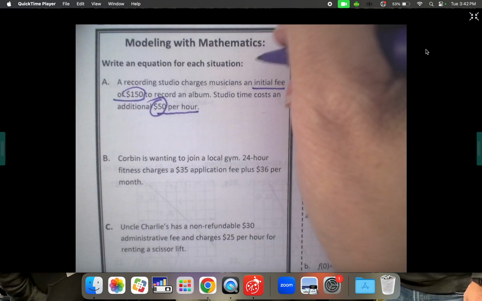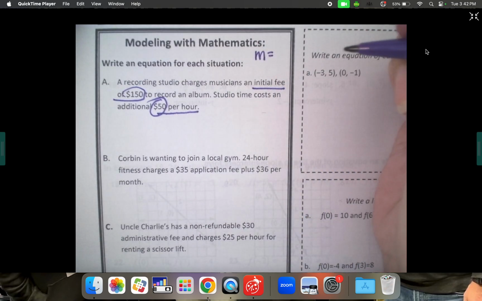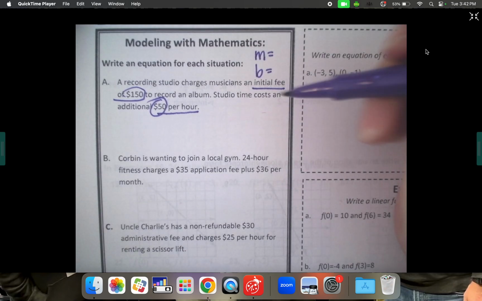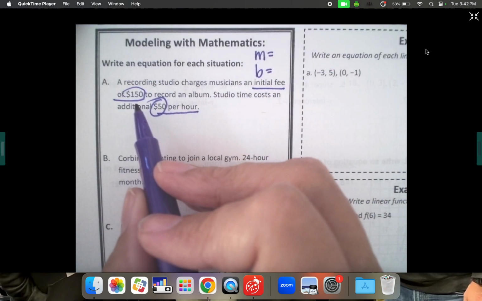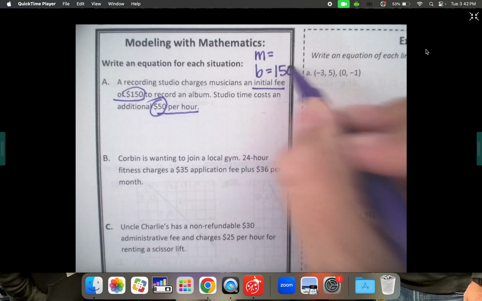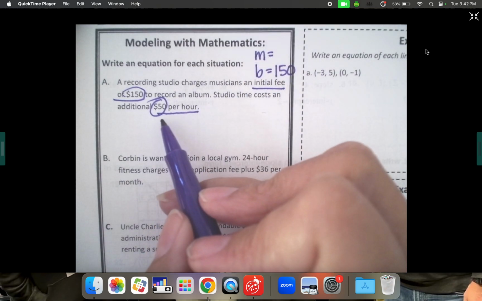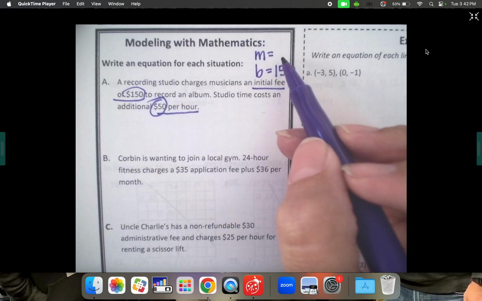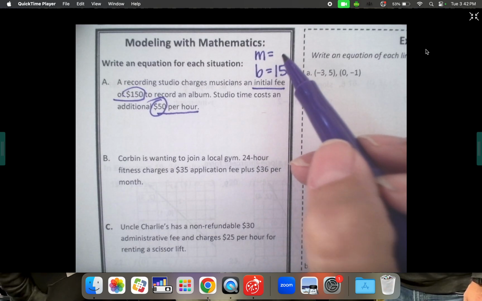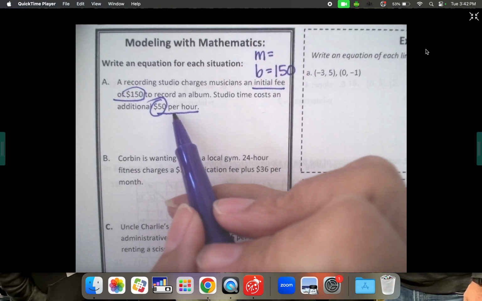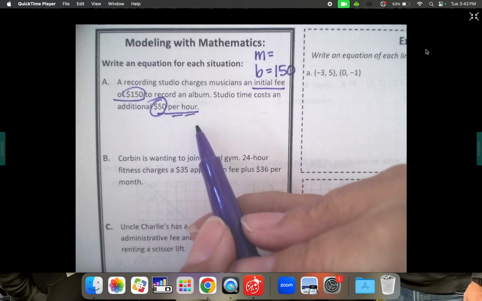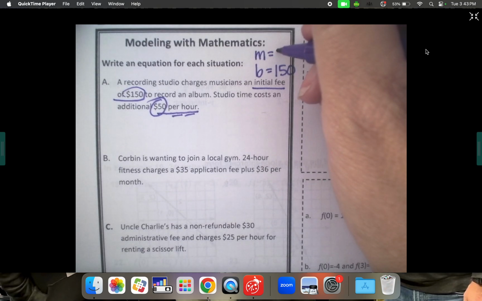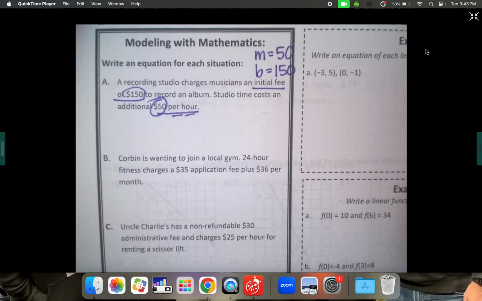So you need to figure out which one is your slope, which one changes per whatever, and which one is your y-intercept. That's the starting amount. So starting amount is the initial fee. That's $150. What changes is $50 per hour. So that depends on how many hours you could be in there. So I don't want to put 50. It could be 100, could be 150, could be 200. It depends on how many hours you're in there. So that's why we stick an X after it, so that the X represents per hour. So the slope is 50, but it's 50 per hour.